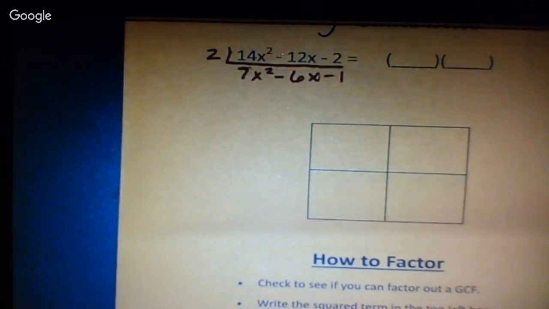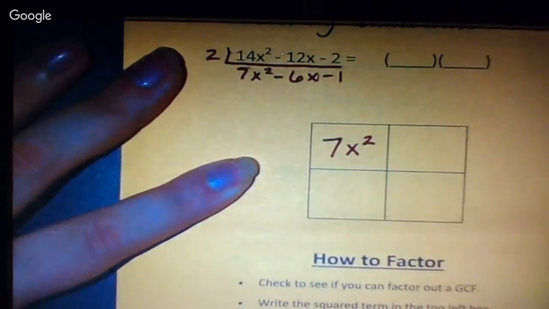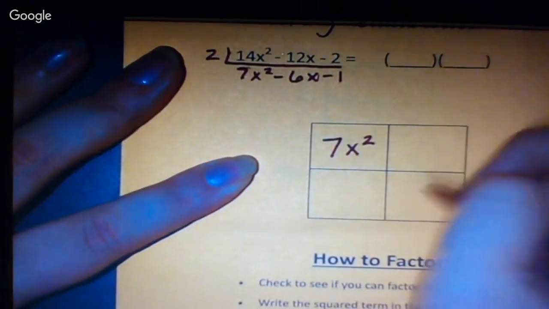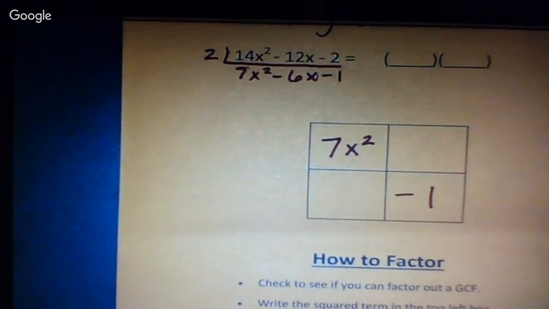I'm changing it up this year, and we're going to do the box method because it works with everyone, and it's the same steps every time. Your x squared term goes in the top left box, 7x squared. In the bottom right box is your C value, or your constant, minus 1. This only works if you're factoring trinomials. Tri means what? 3. So 3 terms: 7x squared, minus 6x, and negative 1.